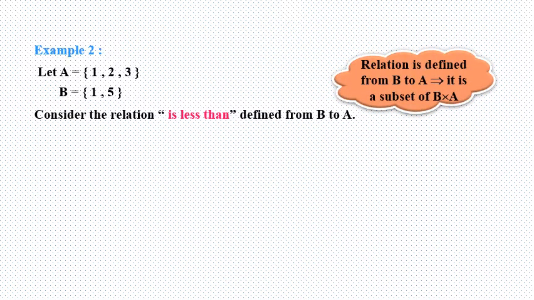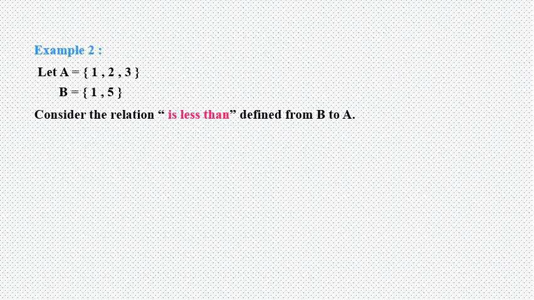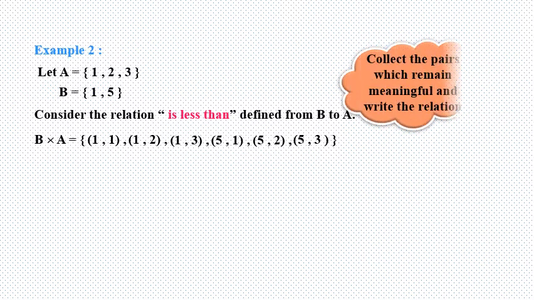Next one. Okay, example 2 we will take. Let A equal to 1, 2, 3, B equal to 1, 5. Consider the relation is again less than, from B to A. B to A, the opposite, I am taking. So we need to find first B cross A. So B cross A we got now. After getting B cross A, let us find the relation.